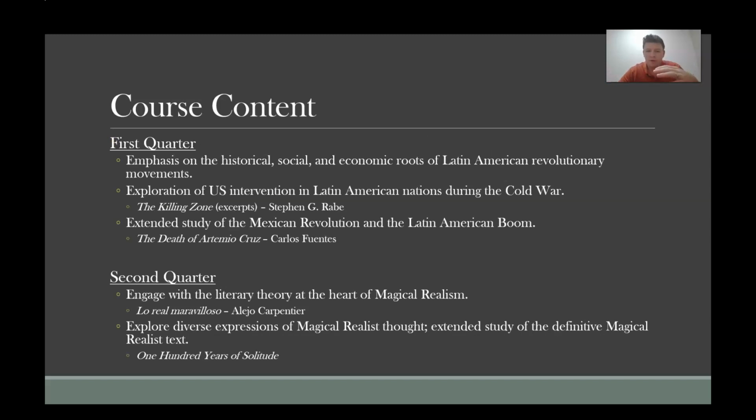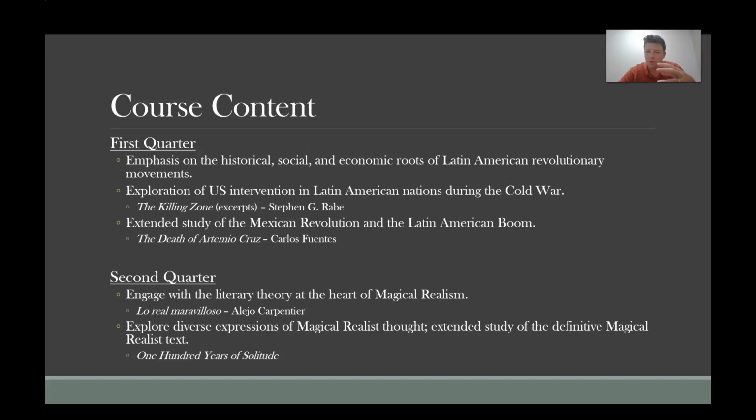What we move through is centered around, in the first quarter and for the third quarter for spring term students, The Death of Artemio Cruz, and the second and fourth quarter, respectively, One Hundred Years of Solitude. For the first quarter, we move through an introduction to the Spanish conquest, the Mesoamerican empires, and generally try to help students understand what is the condition of Latin America as the 20th century begins.